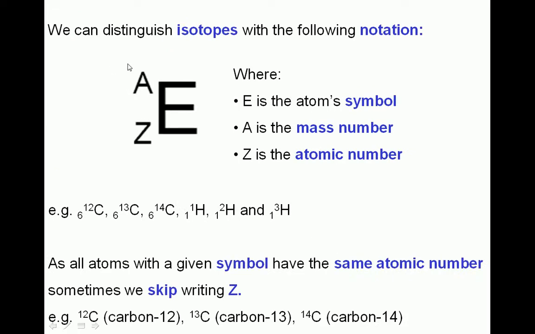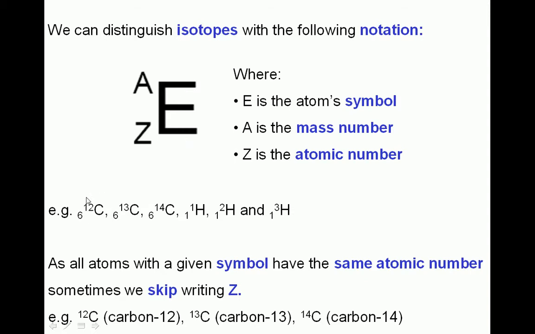So we can use the following notation to indicate any atom and what its nucleus is composed of. We write as a preceding superscript the mass number, and as a preceding subscript we write the atomic number. And then this is followed by the symbol of the element, which is either a single uppercase character or an uppercase character followed by a lowercase character.